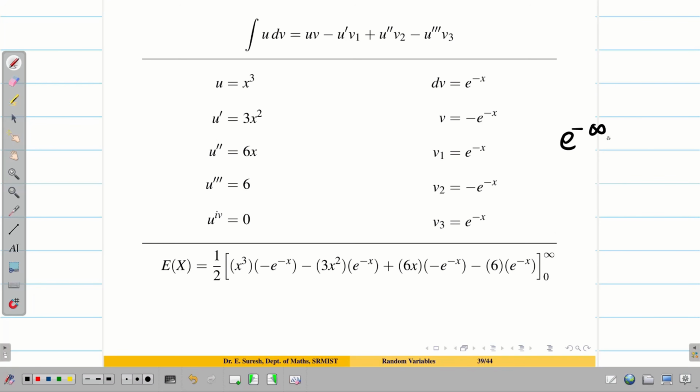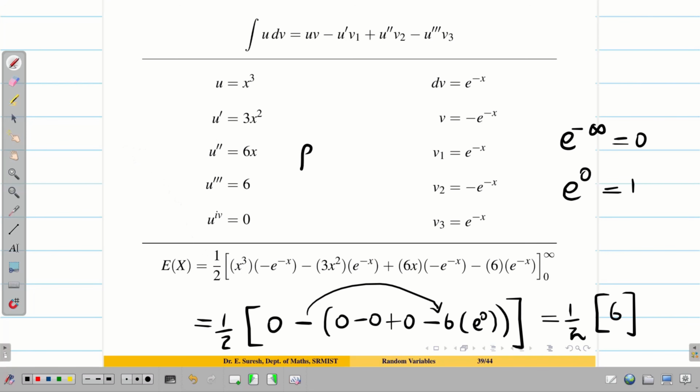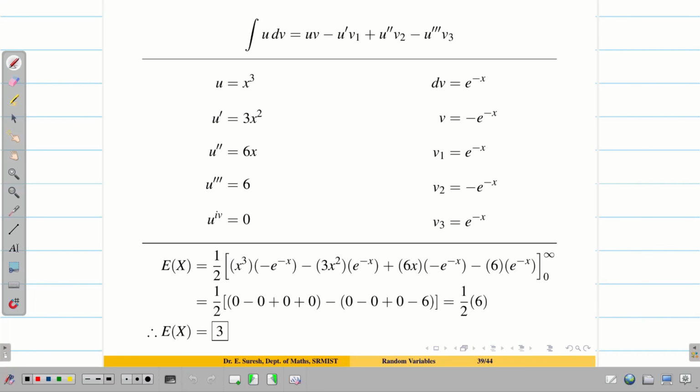As I said, e power minus infinity is 0 and e power 0 is 1. It is very obvious all my upper limit will become 0, minus, when we go for lower limit, 0 minus 0 plus 0 minus 6 into e power 0. So we get 1 by 2 into minus, minus 6. Therefore my E of x is going to be 3. So we found the mean is 3.